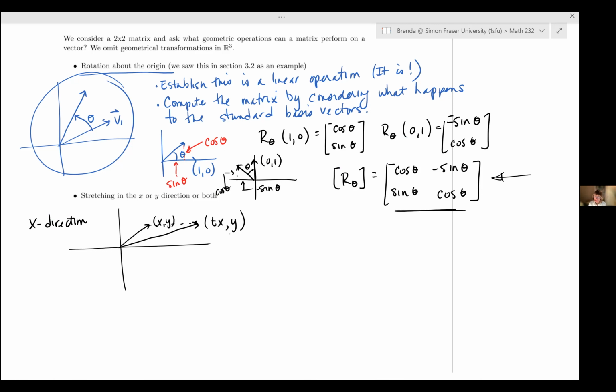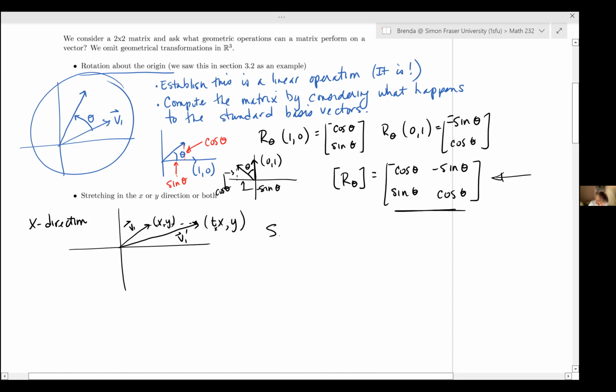To figure out what matrix will do this to our vector, let's again call this V1, and let's figure out our new vector. Okay, I'll call it V1, and then I'll call this one V1 prime. So V1 prime is the stretched version of V1, and we want to figure out what matrix I would multiply V1 by so that I would get V1 prime. So I'm going to say to stretch by some amount, let's call this TX. We're stretching in the X direction.